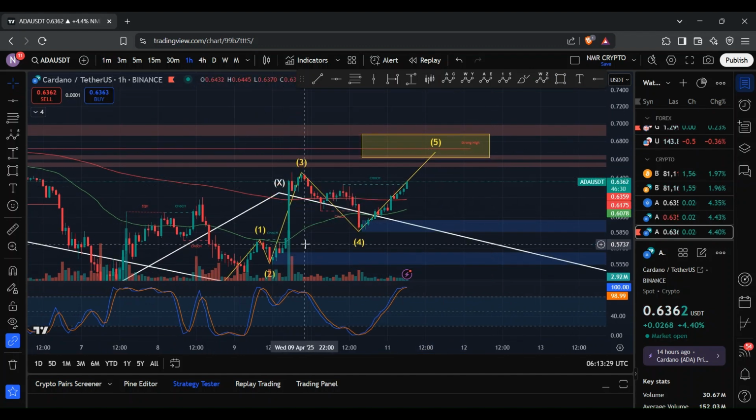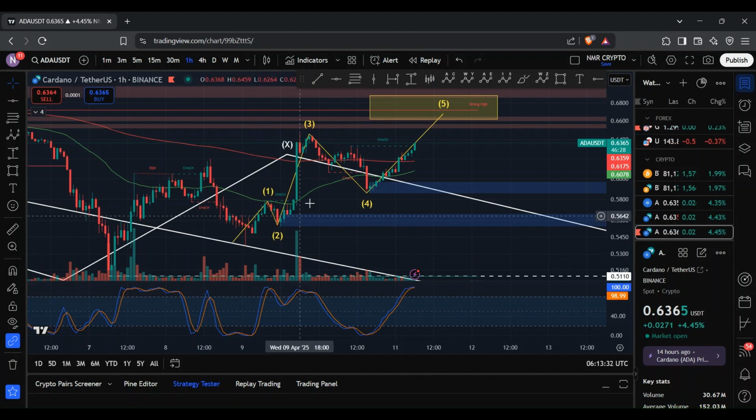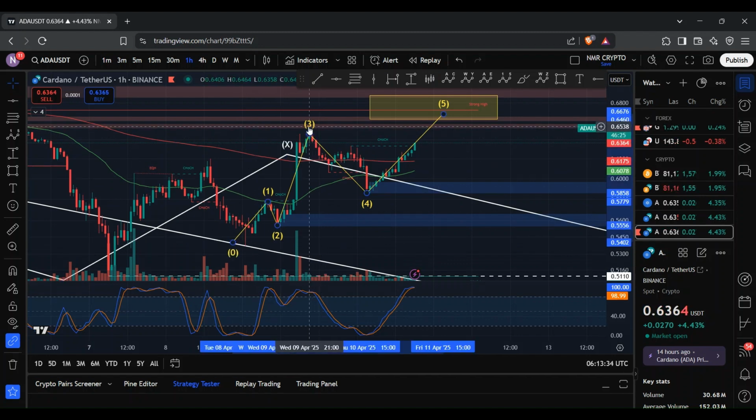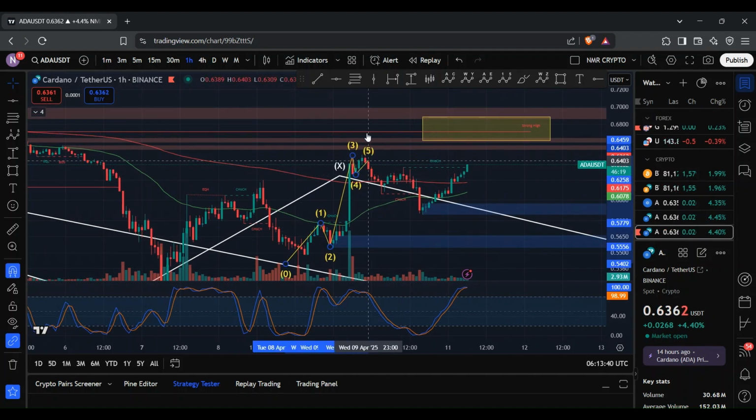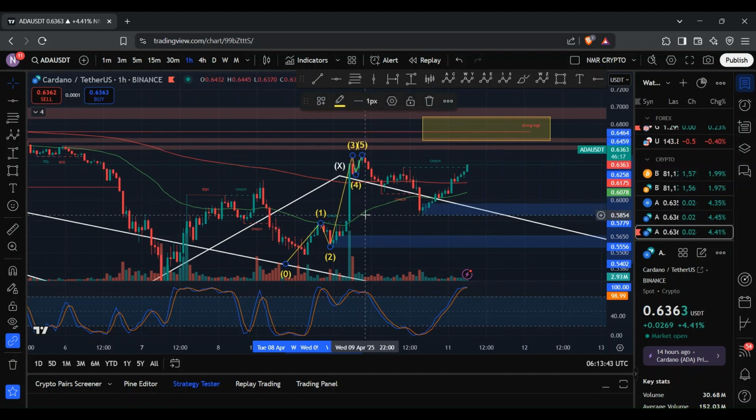Now it is still possible too that this move is complete and it's made up of 5 waves. So if I was to adjust this, effectively what you'd have is your wave 3, your wave 4, which is shallow, and your 5th wave, which ended up truncating.